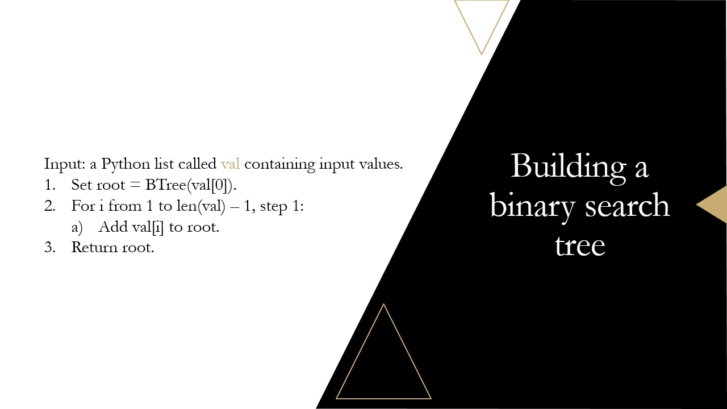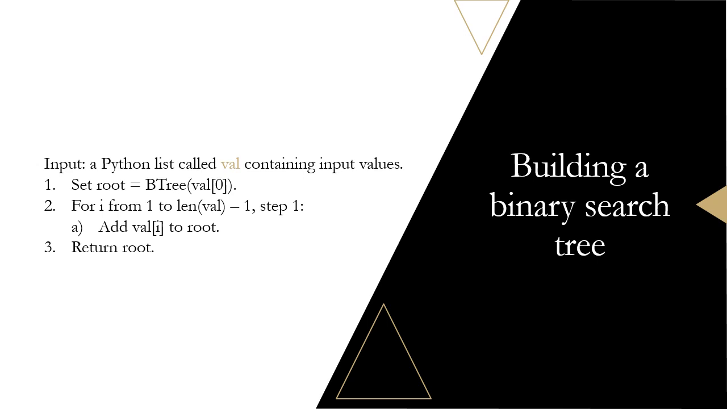We take the first value, val[0], call the btree class init function and put this value in the root node. Then we run a for loop from 1 to len(val) minus 1, and every time we take val[i] and add this node to the root, and then at the end of the for loop we return the root. This is how we build a binary search tree.